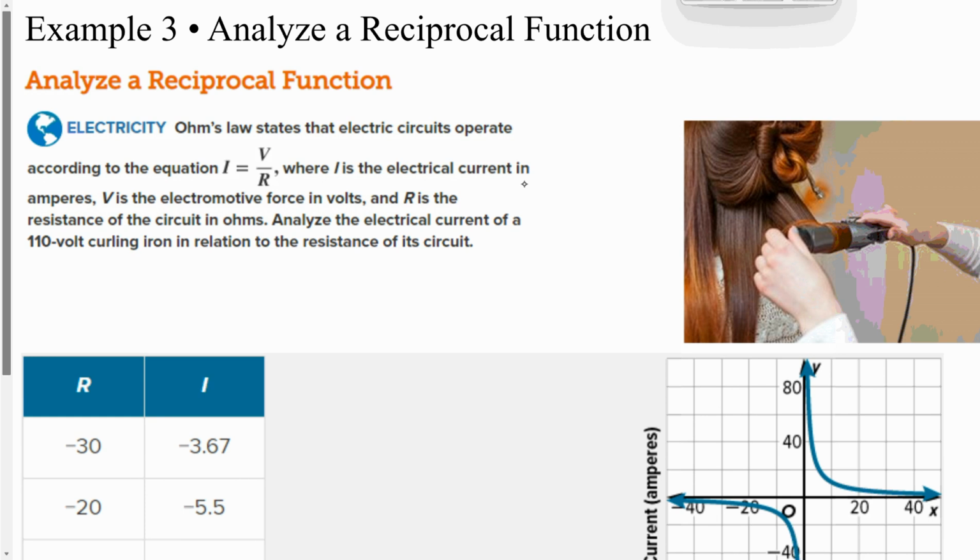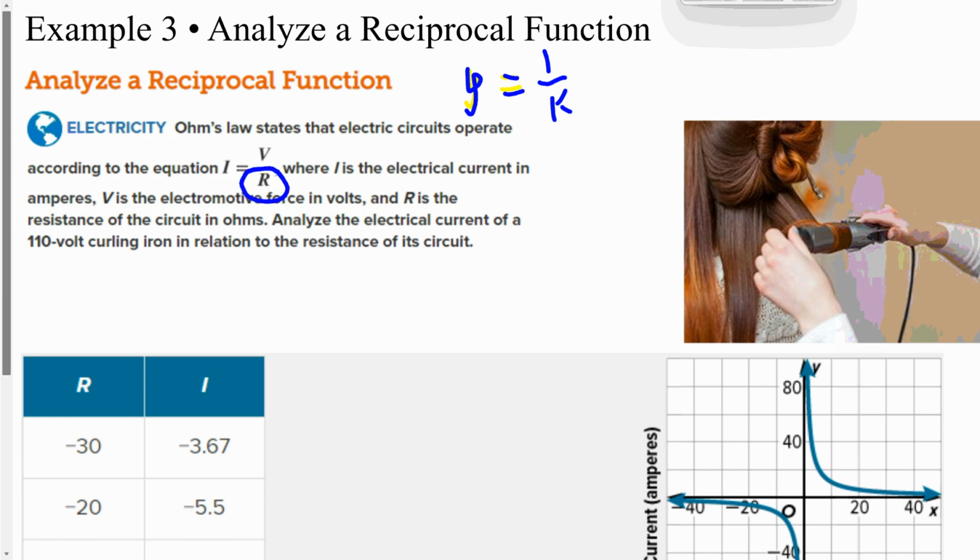Analyzing a reciprocal function. Looking at this for Ohm's law, we have our equation for electrical current I, and then we have our volts in V, and then our resistance in R. We want to analyze what this would look like. So here we're talking about our equation, just like y equals 1 over x.